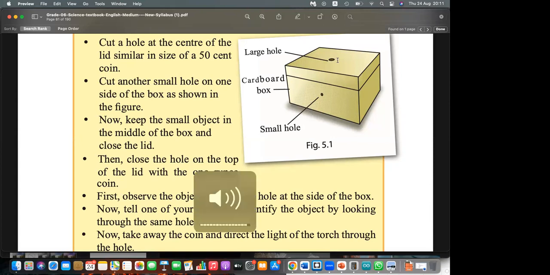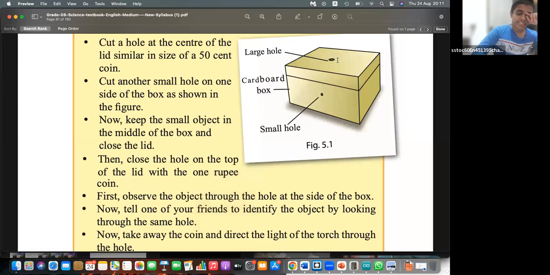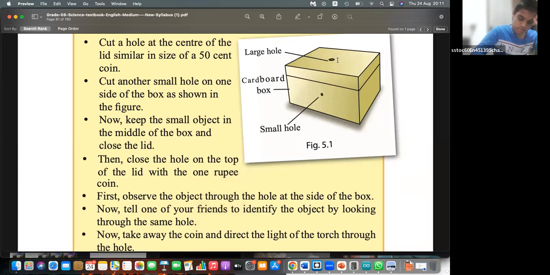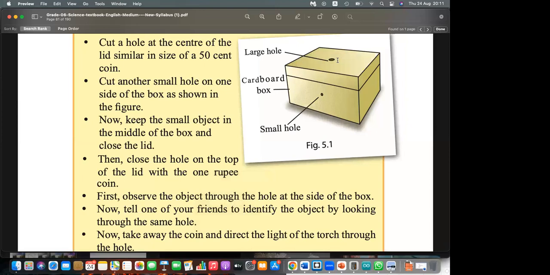What will happen if we close the hole and look? What will happen? We can't see. We cannot see anything. What's the reason? No light, because light is not falling into the box. Light falls into the box only through the hole.